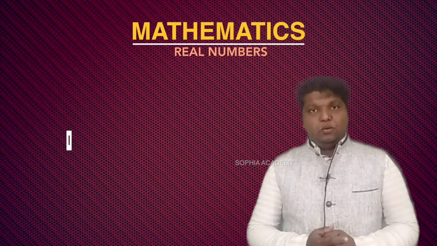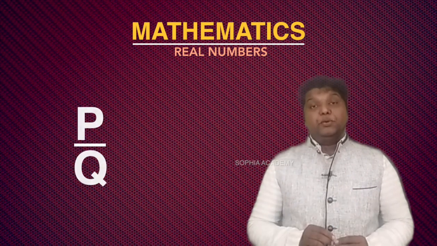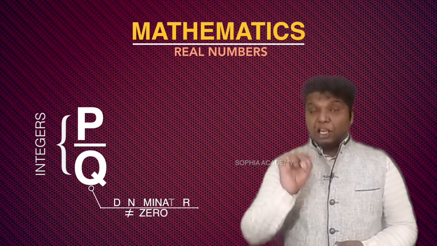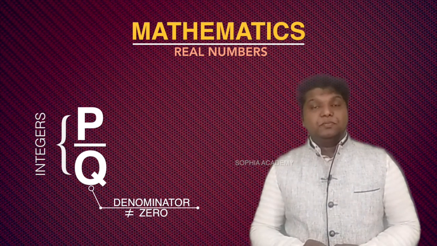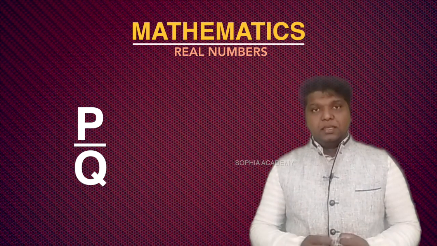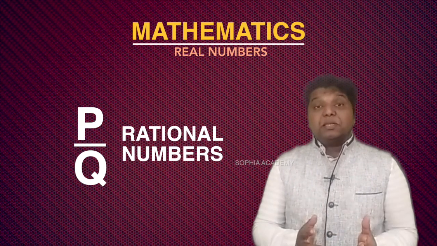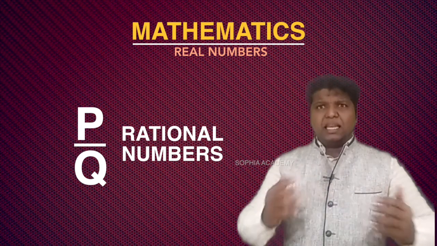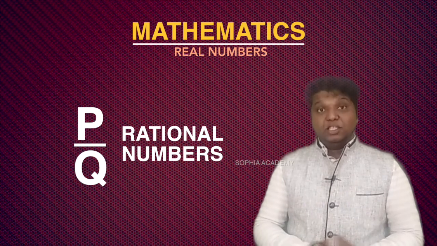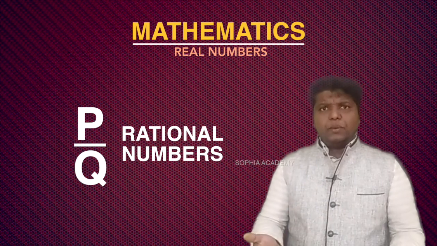Let's just recall what rational numbers are. The numbers which can be written in the form p by q, where p and q are integers, and the denominator part, that means q, should not be equal to 0. That typical type of numbers is what we call rational numbers. In simple words, if you can express a number in the form p by q, something like a fraction, which you have studied in our junior classes, that's what we call a rational number.